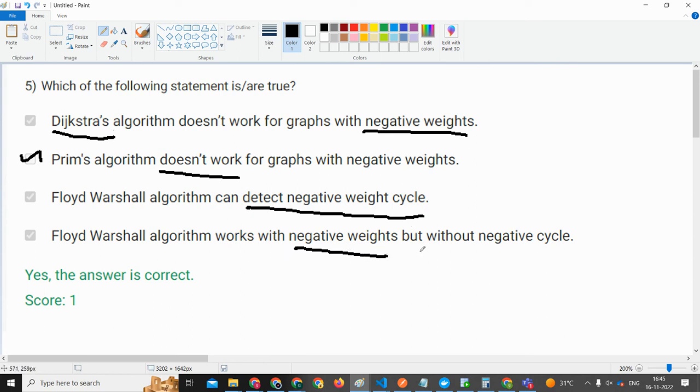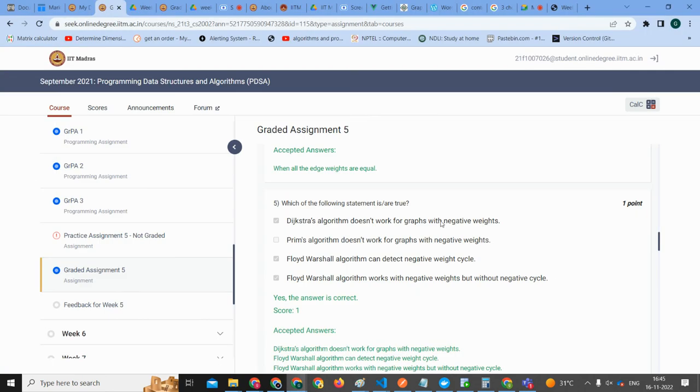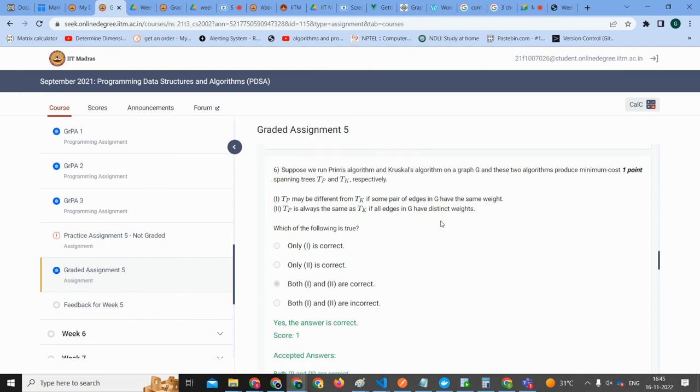And works with negative weights but without negative cycle. This is also true, right? Negative cycle, yes. It allows negative weights, but it's not allowing negative cycles. Okay. Hope this question is okay for you, right? Yes, sir. Okay, fine. Let's go to the next question.